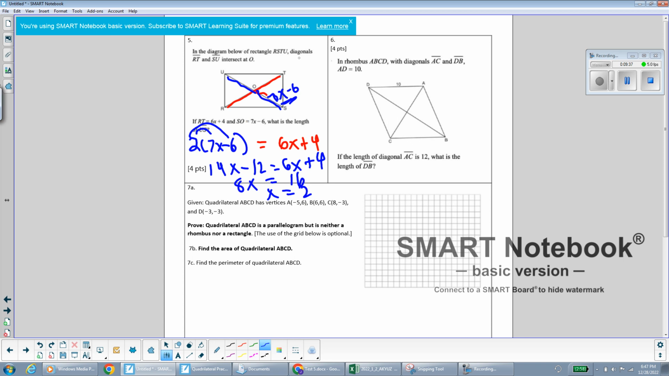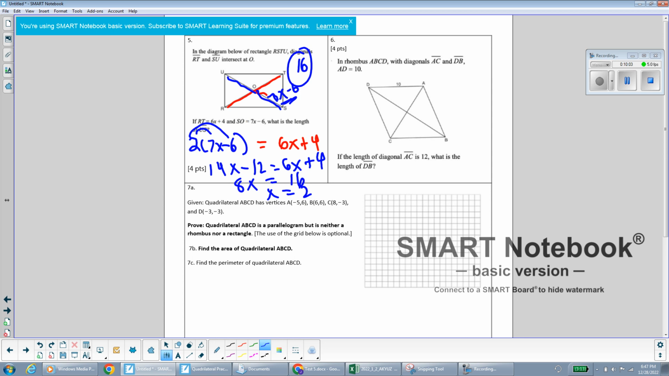So the length of the diagonal is 16. Okay, here we have a rhombus. Now, what a lot of people were doing is thinking that in a rhombus, the diagonals are congruent. That is not true. That is a property of a rectangle. Rhombuses have separate properties from rectangles. So the diagonals are not congruent in a rhombus. You cannot assume that from just knowing that you have a rhombus.